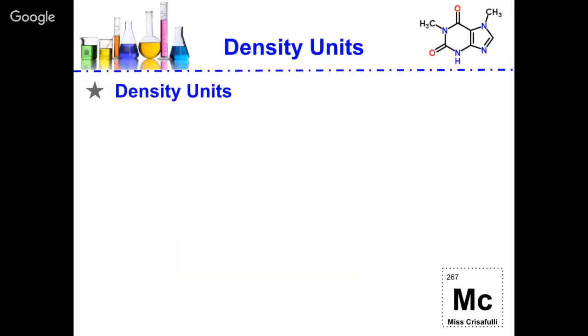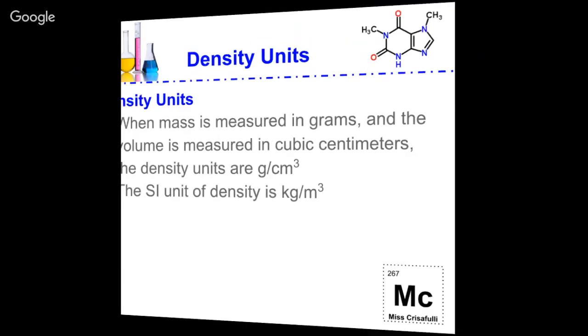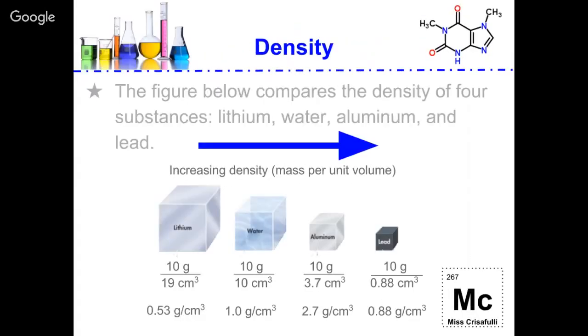So let's talk about density units. When mass is measured in grams and the volume is measured in cubic centimeters, the density units are going to be grams per centimeter cubed. And the SI unit of density is kilograms per meter cubed. So density allows us to determine the identity of some substances because density is very particular for specific substances.